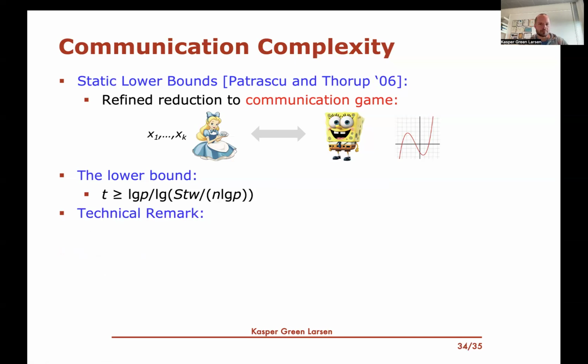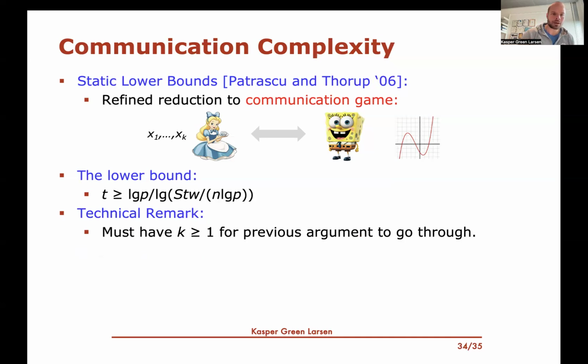Maybe there's a small technical remark if you're using this technique. We said we can always choose k to be whatever number we had before, but of course, k, the number of queries that we give to Alice, can never be less than 1. And we chose k to be n log p over 2tw. So this number has to be at least 1.